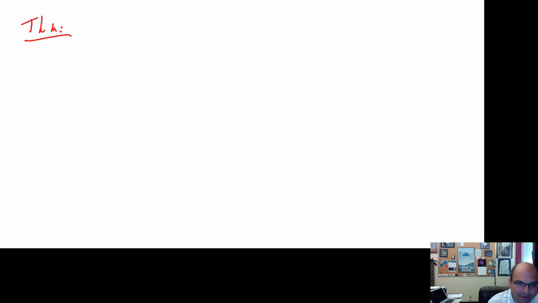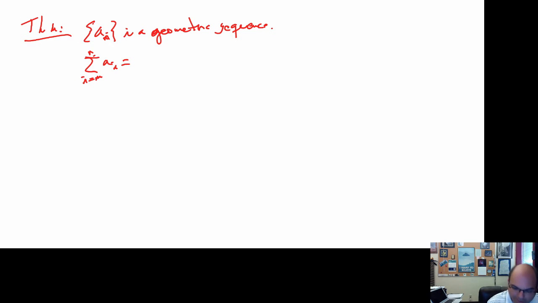So the theorem that we have is that let's say that a sub n is a geometric sequence. Then the sum from i equals m to n of a sub i is actually equal to a sub m minus a sub n plus 1 divided by 1 minus r. So this is what we want to prove, and our proof will be by induction.